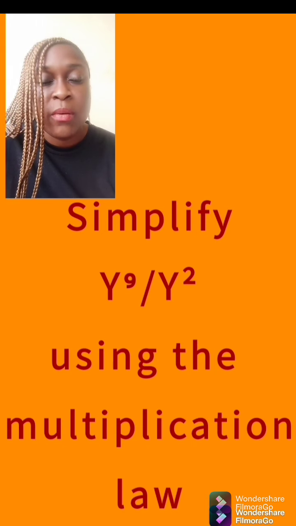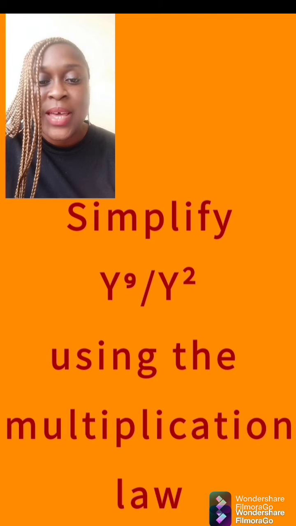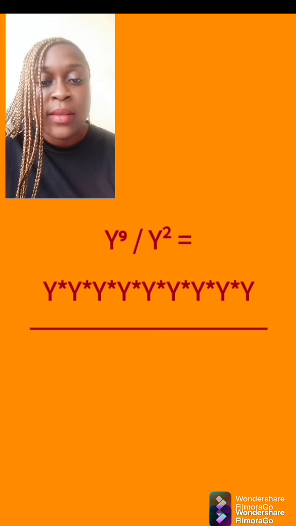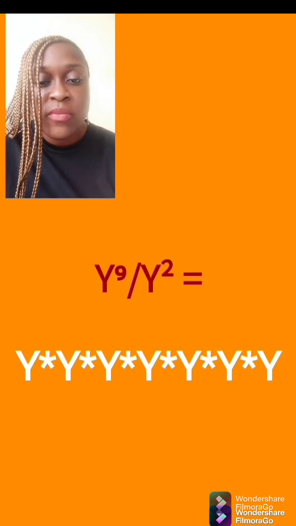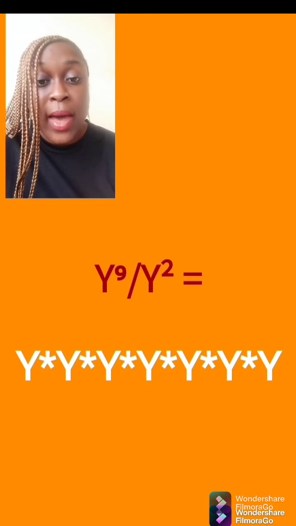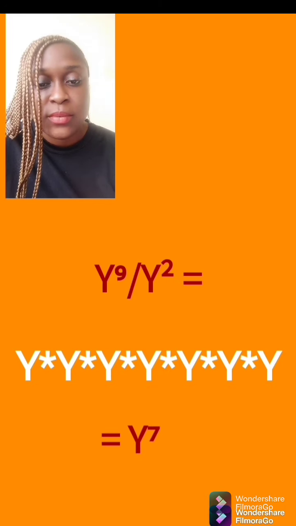Okay, now we'll start from the longer method. So we'll say y times y times y 9 times all over y times y. So if we cross out the two y's at the denominator and cross out another two y's at the numerator, we're going to have 7 y's left, which is y times y times y 7 times. So that gives us y raised to power 7.